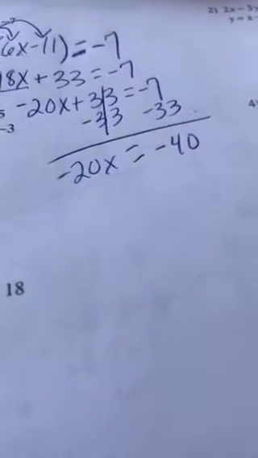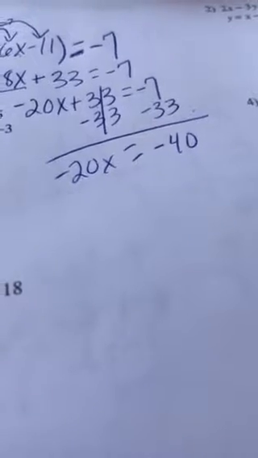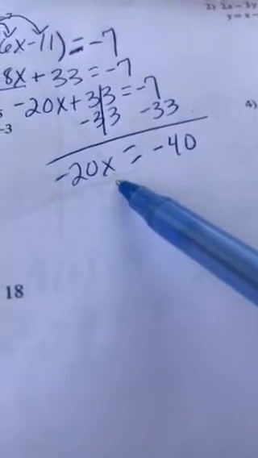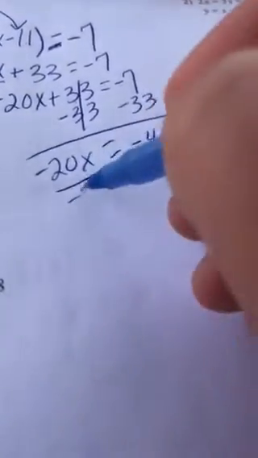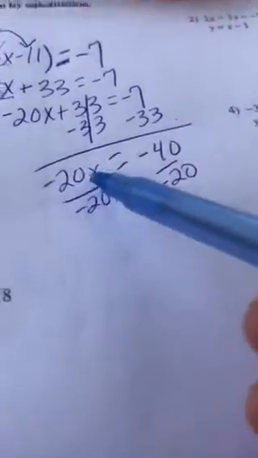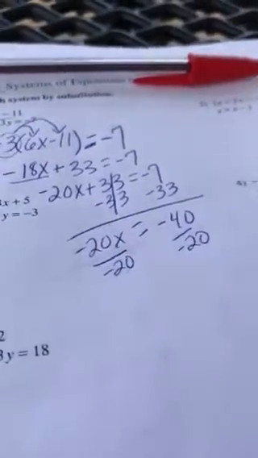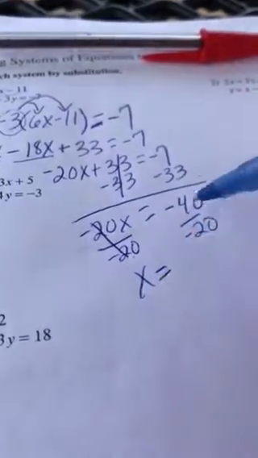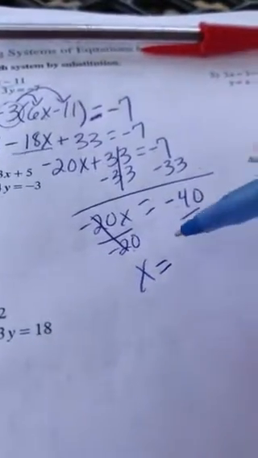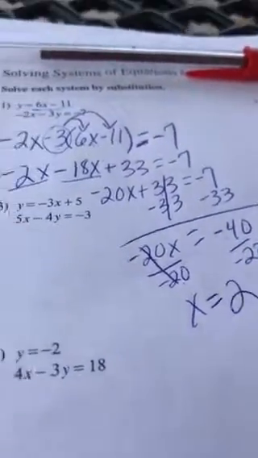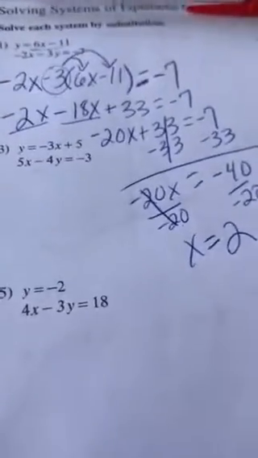Now I'm left with no like terms, and I still need to get x by itself. So I'm going to do the opposite of this. The opposite of negative 20 times x is divided by negative 20. What I do to one side, I have to do to the other. Negative 20x divided by negative 20 leaves me with 1x. And negative 40 divided by negative 20 is 2. So now I know that x equals 2.